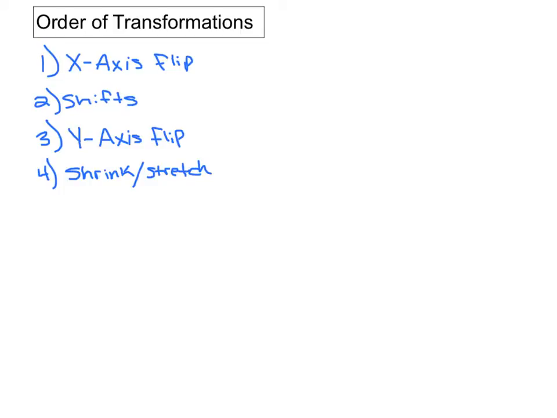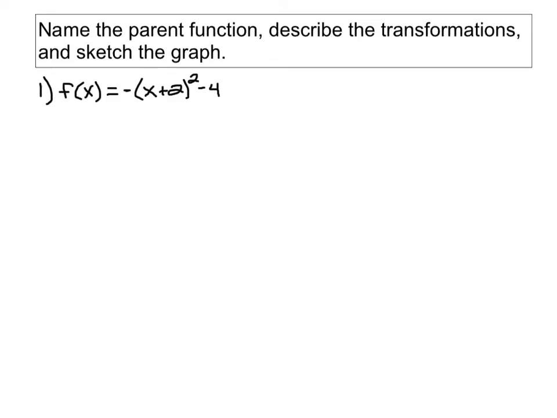Now for this section we're just going to be sketching a graph, so it doesn't have to be super accurate, but you should have the transformations at least really close. Here's an example of what we're talking about. Say for example you were given: name the parent function, describe the transformations, and sketch the graph, and you are given the function below. So look at number 1. What is our parent function going to be named? Parent function.